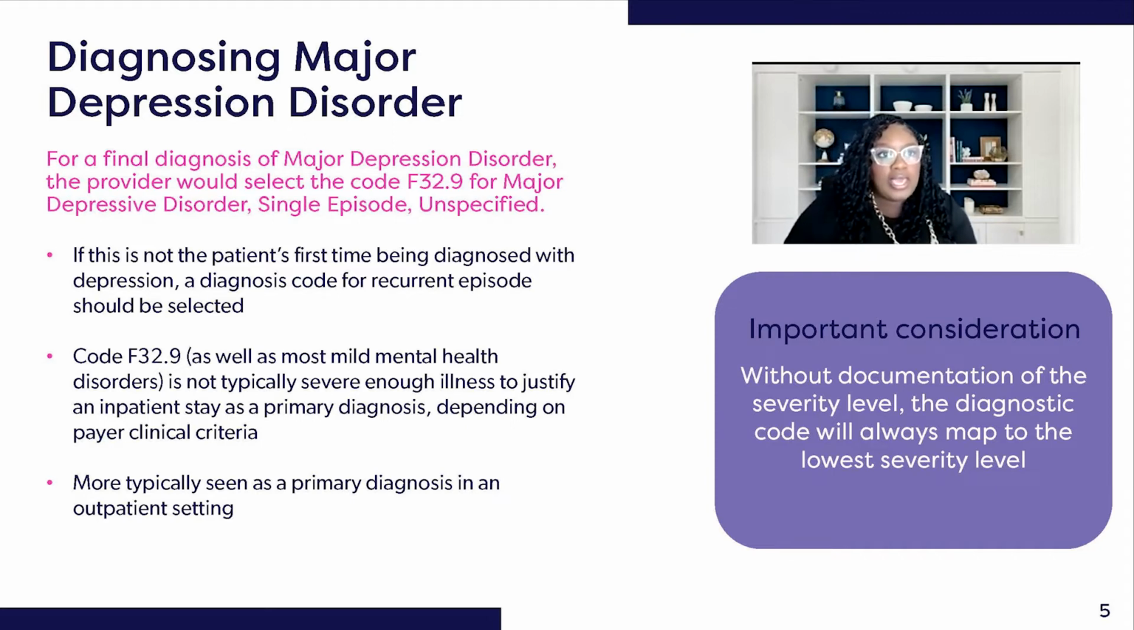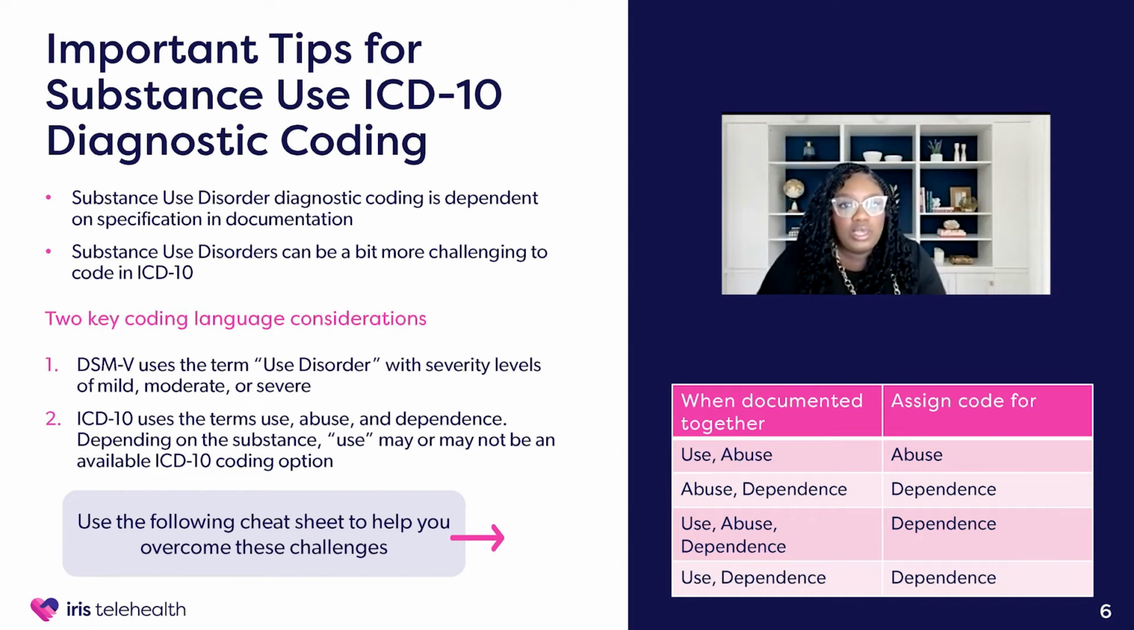Okay, important tips for substance use when you're using ICD-10 diagnostic coding, okay? Again, your diagnosis criteria will come from the DSM-5, but the codes are driven from ICD-10. So substance use disorder diagnostic coding is dependent on specification in the documentation as well. When you look at that criteria in the manual, you may understand more. So substance use disorders can be a bit more challenging to code in ICD-10.